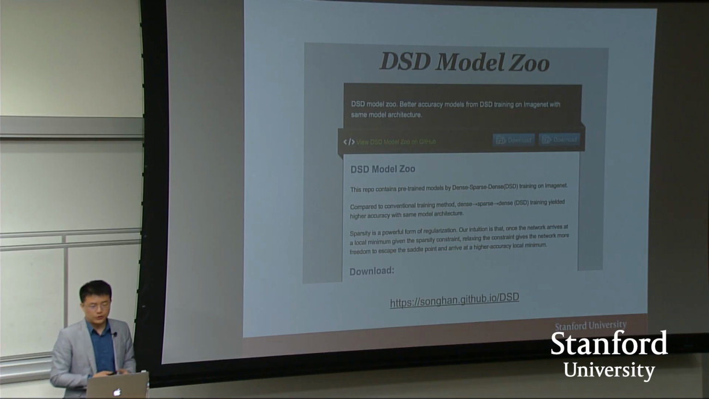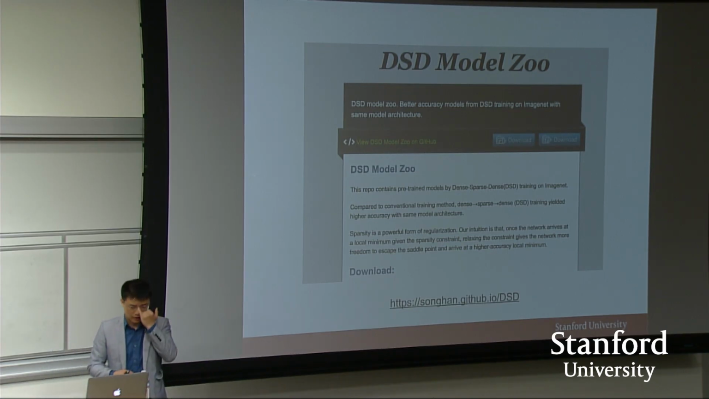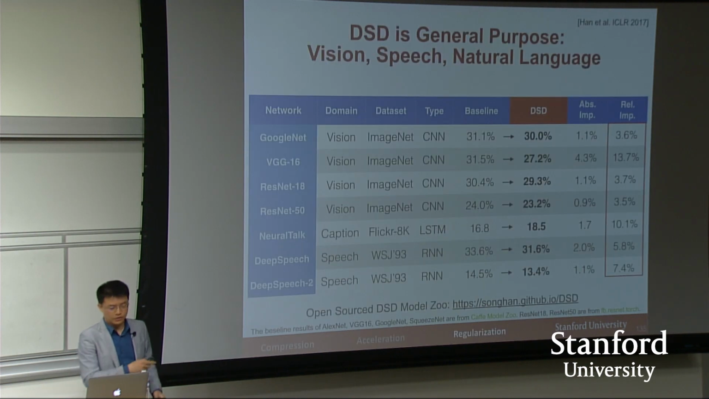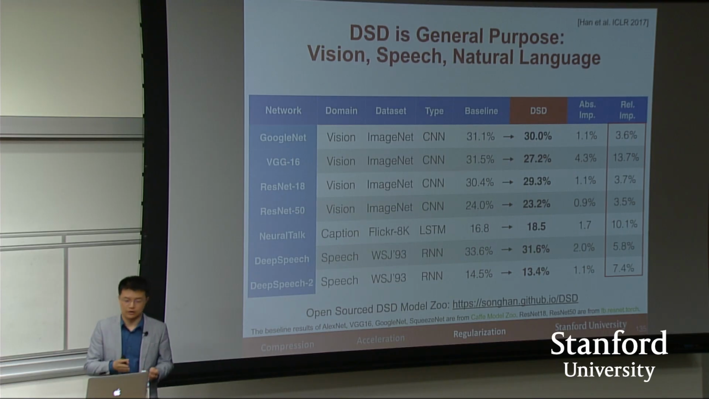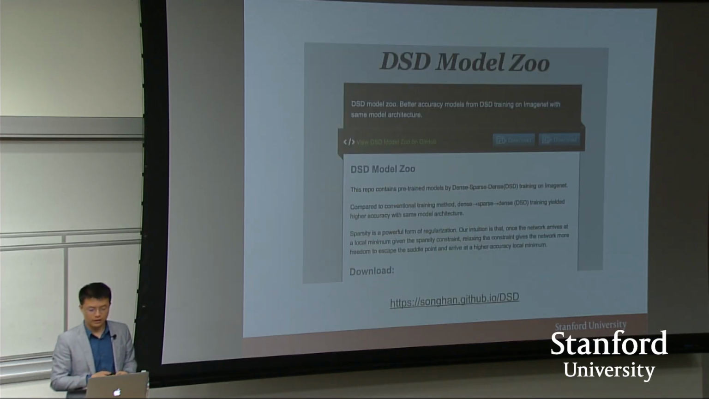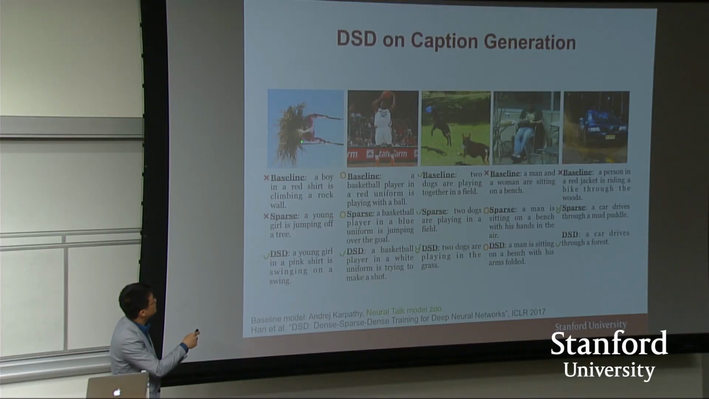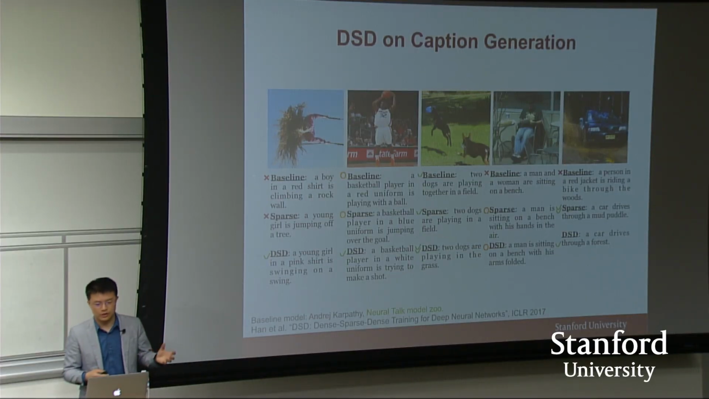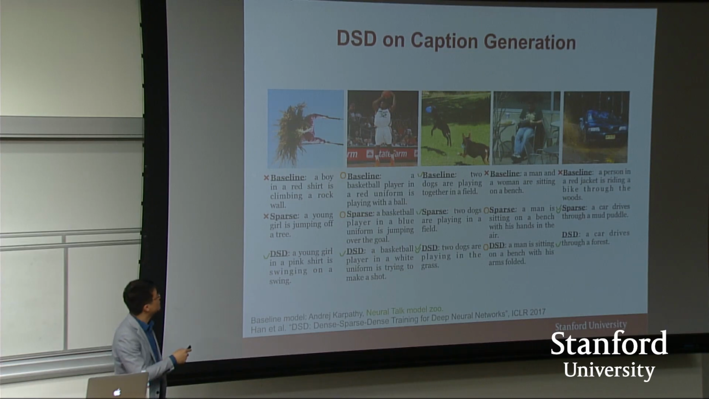So I also open sourced these better trained models on the DSD model zoo, where there are trained models for GoogleNet, VGG, ResNet, SqueezeNet, and also AlexNet. If you are interested, feel free to check out this model zoo and compare it with the Caffe model zoo. Here are some examples of how Dense-Sparse-Dense training helps with image captioning.